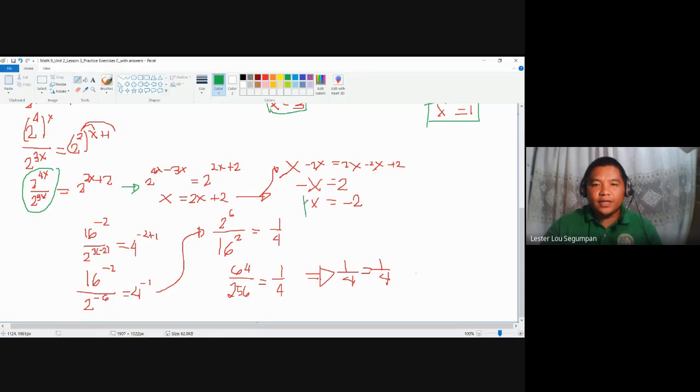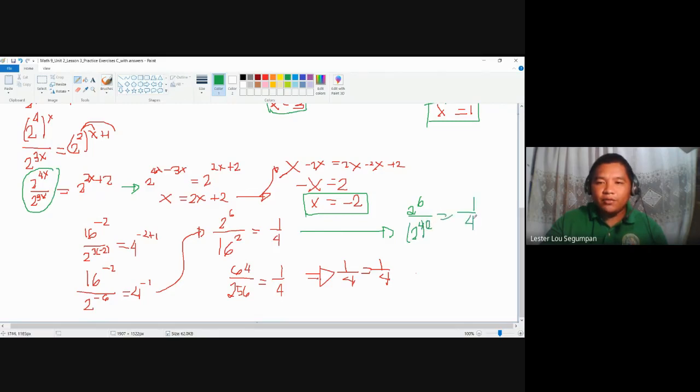This proves that our answer is really negative 2. If you don't want to reach here, simply use the laws of exponents. We know that it is actually 2 to the power of 6, and 16 is 2 to the power of 4 times 2. That gives 1 fourth.